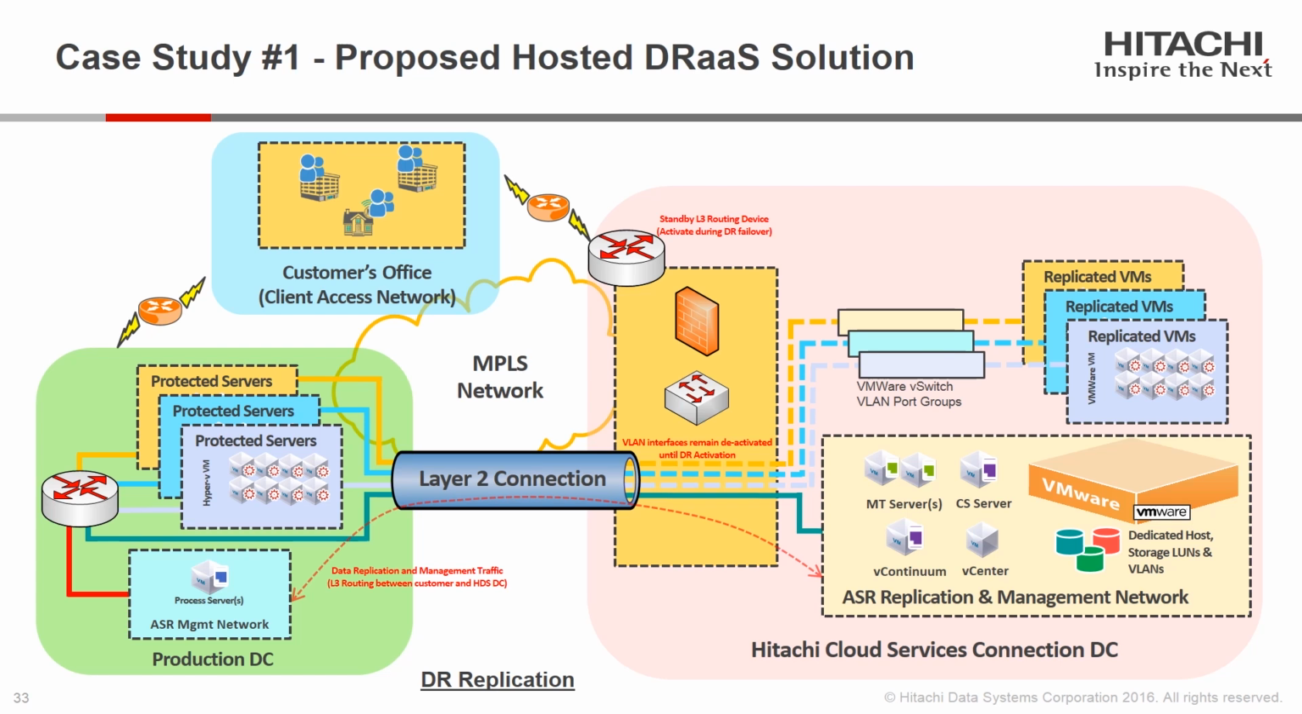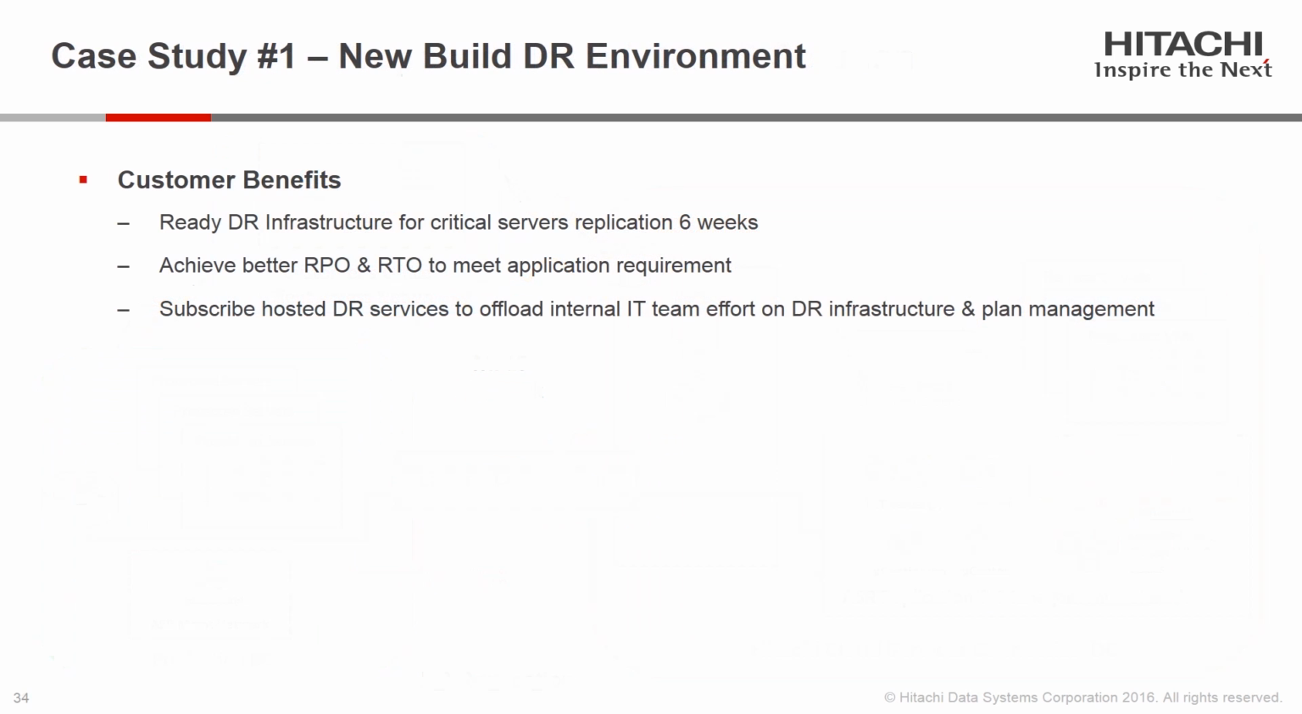The connection from the customer's office to the HDS DR data center is via a routing device, which only activates during failover. With this new hosted DR, the customer's challenges are addressed successfully with the following benefits. A ready DR infrastructure for critical servers within 6 weeks, as compared to the common practice of setting up a new DR data center, which could take months to years.